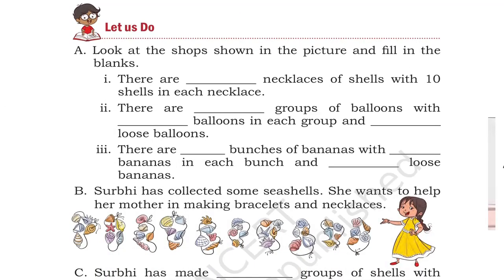All right, we will do. Look at the shops shown in the picture and fill in the blanks. There are dash necklaces of shells with 10 shells in each necklace. Now we're going to go back to the picture and look at the necklaces. It is asking how many necklaces are there with 10 shells in each necklace.